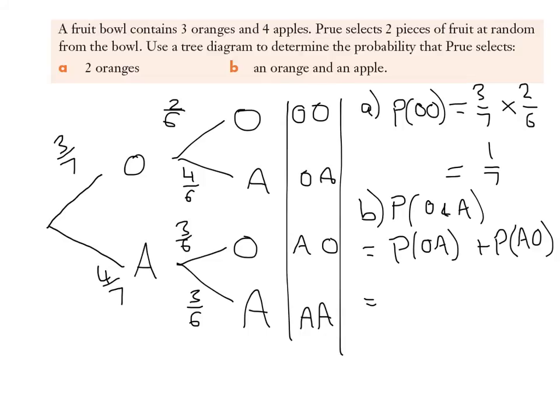So, if I was to circle the 2 that this matters for, it's these 2, these mixed bunches. The probability that this takes place, for the orange and an apple, is going to be 3 over 7 times 4 over 6. And I'm going to add that to the probability of picking an apple then an orange, which is 4 over 7 times 3 over 6.